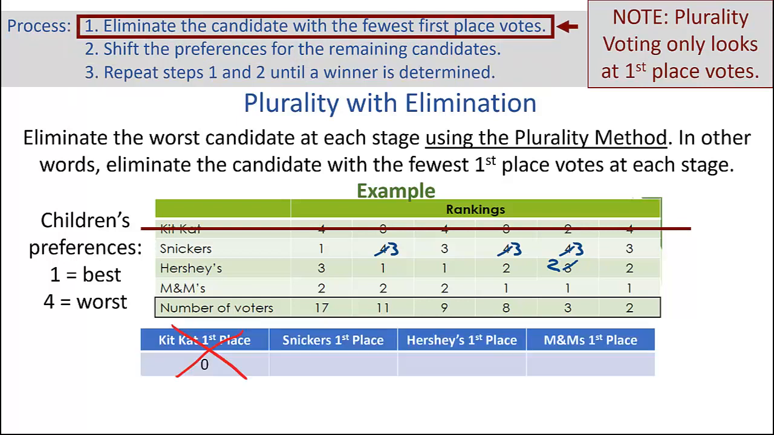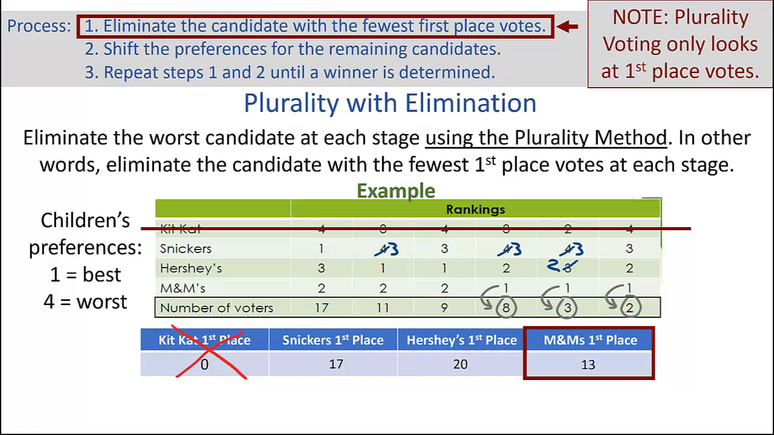I know that Kit Kat's already out. I'm only left with Snickers, Hershey's, and M&Ms. Running this election again means counting first place votes for each of the remaining chocolates. So I want to go through and find the first place votes for Snickers. Well, looking at the Snickers row, there are 17. Then I want to look at the Hershey's row and look for first place votes, and there are 11 plus 9, which is 20. And finally, I want to go to the M&M row, and I'll notice that there are 8 plus 3 plus 2, which is 13 first place votes for M&M.